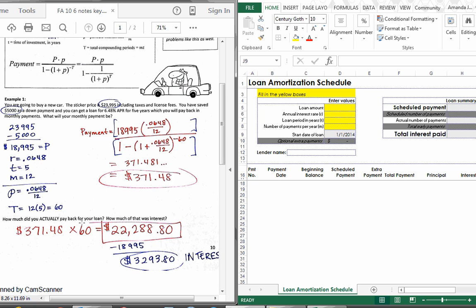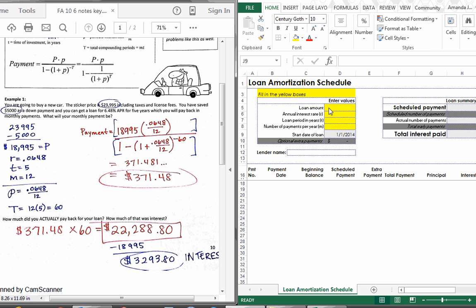$371.48. So how much did you actually pay back? Well, if you take your $371.48 times your 60 total payments that you made, that gives you $22,288.80. If you subtract off the original loan amount, that means that you're really charged $3,293.80 in interest.